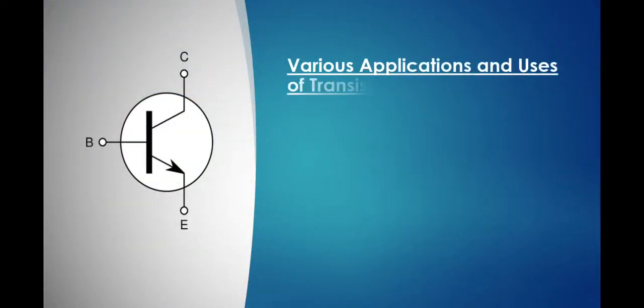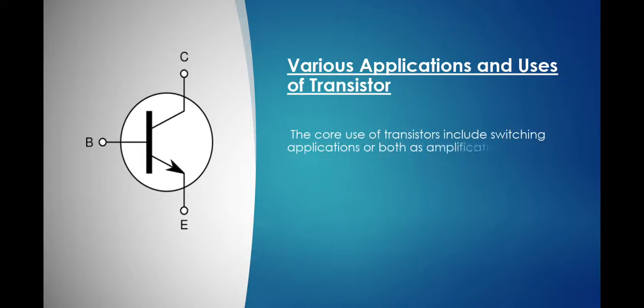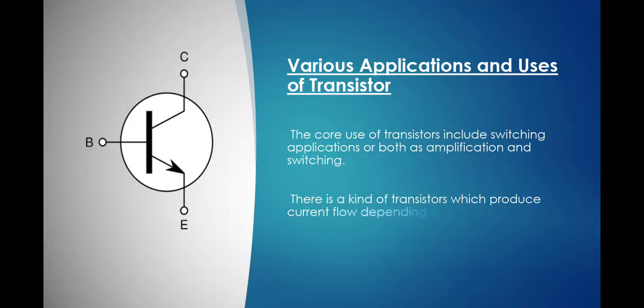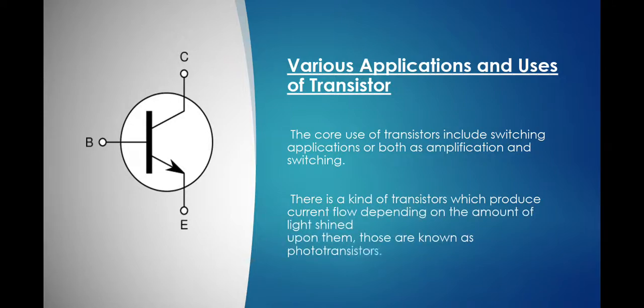Now, various applications and uses of transistor. A core use of transistor includes switching and application as both amplification and switching. There is a kind of transistor which produces current flow depending on the amount of light shone on it. Those are known as phototransistors. Means in this kind of transistor, current flow depends upon light. If the light is there, then current flows easily.